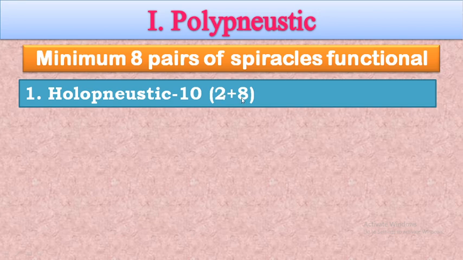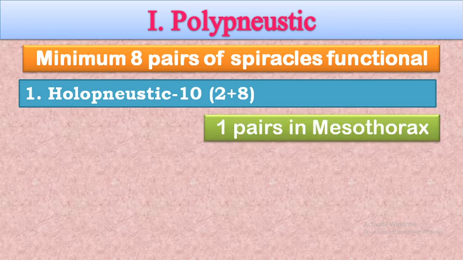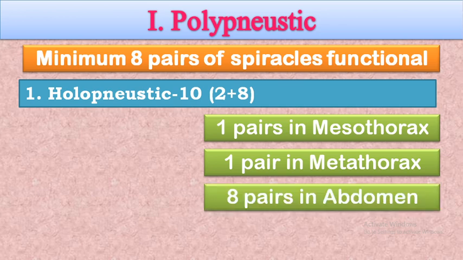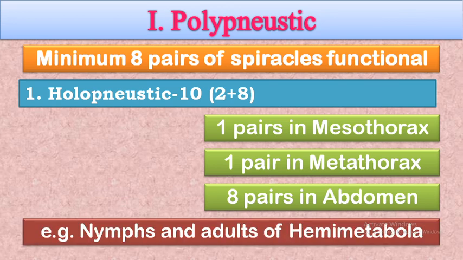So one pair in the mesothorax is functional. Then one pair in the metathorax is functional, and 8 pairs in the abdomen are functional. Okay, understood what it says? The examples: nymphs and adults of hemimetabola. These examples are just a representation. Many examples are there, you can find them and understand them by properly having the diagrams or figures.